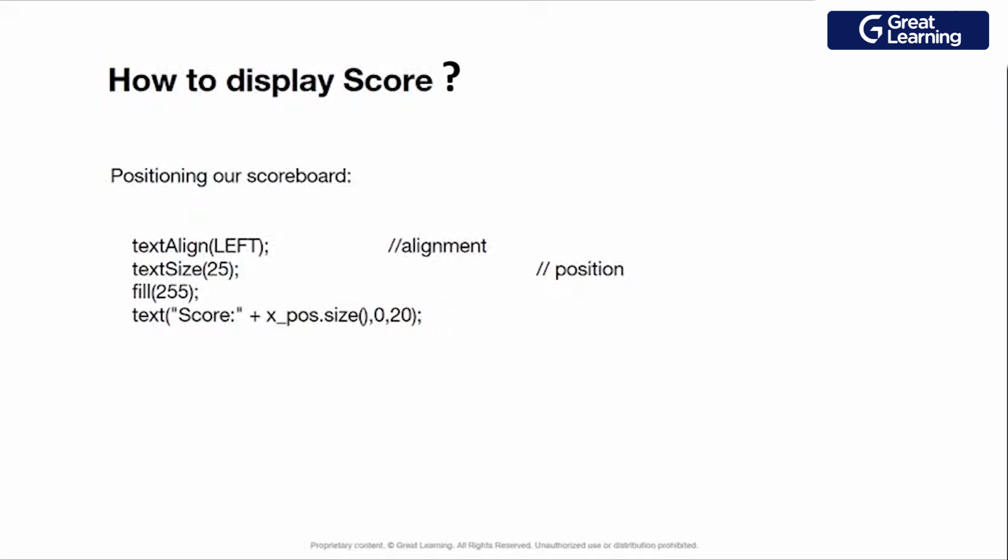Here I have used the x position, x size, whatever is in that array, the x array or y array that we declared earlier, which represents the coordinates. Whatever the size of that is will be the score. And the 0 and 20 will represent the alignment, the x coordinate and the y coordinate, right? I will show you this as well. Let me go back into that.